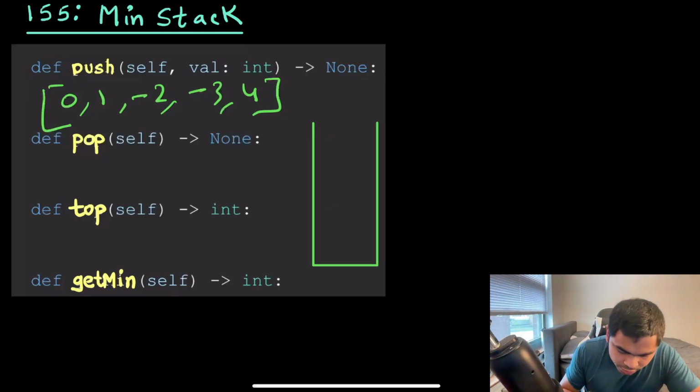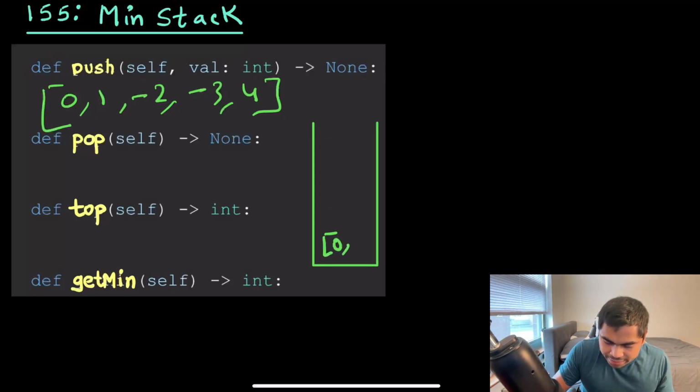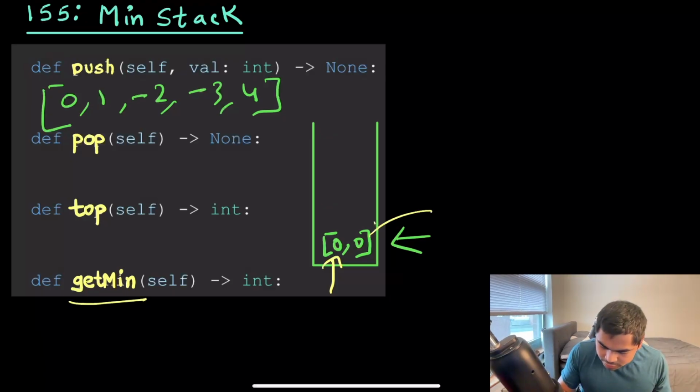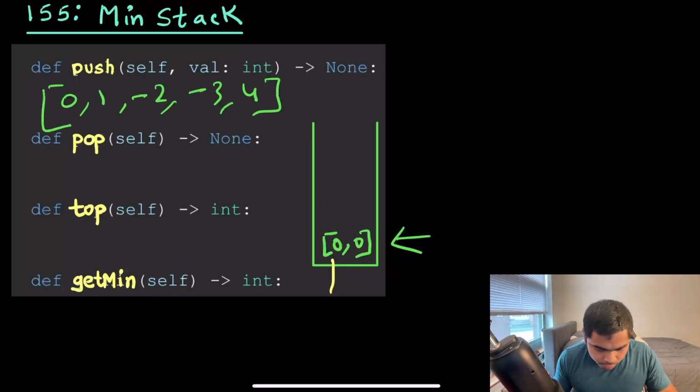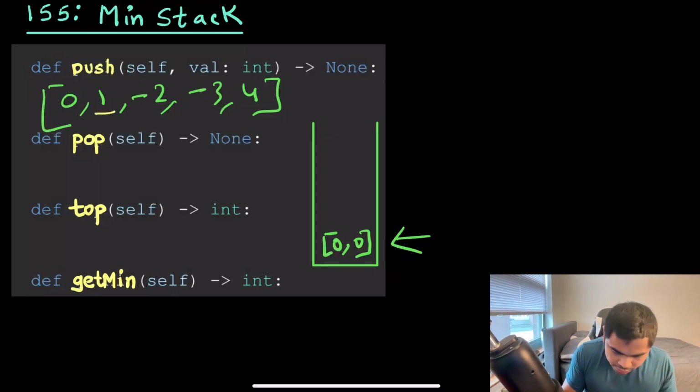So let's say I'm pushing 0. I will see what is the minimum at this point. There is no value in the stack so far, so 0 will be our current minimum, and this is the top of the stack. If you want to retrieve top, you can return this value. And if you want to return getMin, then 0 is the getMin right now. All right, so how about when you have the next value to push in, which is 1.